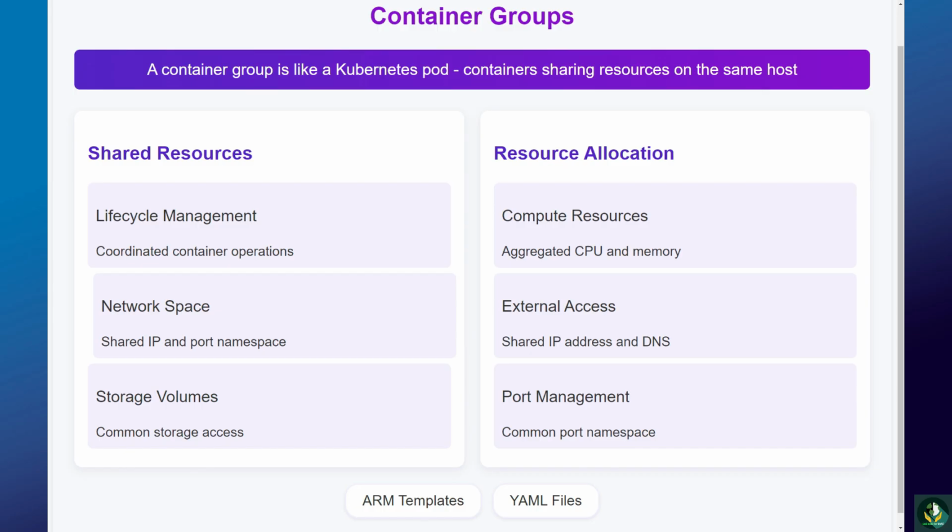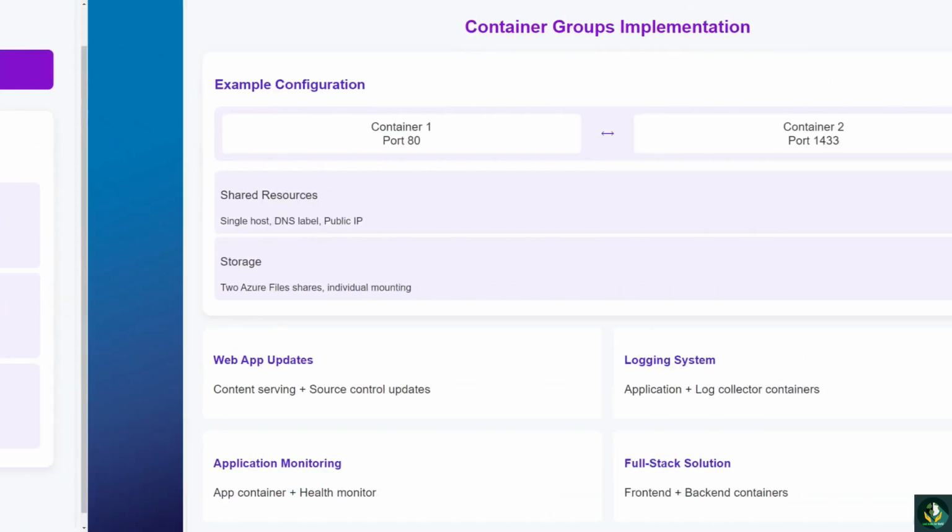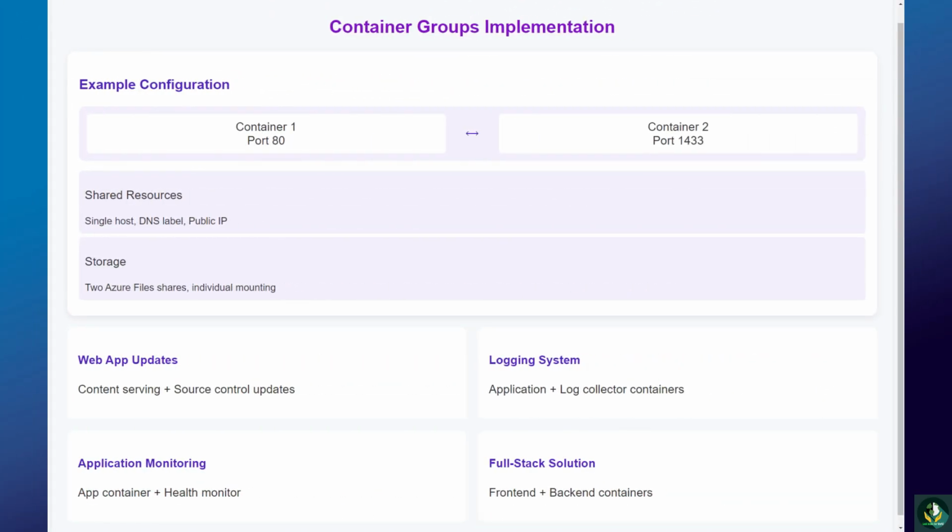By understanding these aspects of container groups, organizations can effectively implement and manage multi-container deployments in Azure Container Instances, ensuring optimal resource utilization and operational efficiency while maintaining proper isolation and coordination between containers. Azure Container Groups enable sophisticated multi-container scenarios through careful configuration and resource sharing. Let's explore a practical example configuration and various implementation scenarios that demonstrate the power and flexibility of container groups.